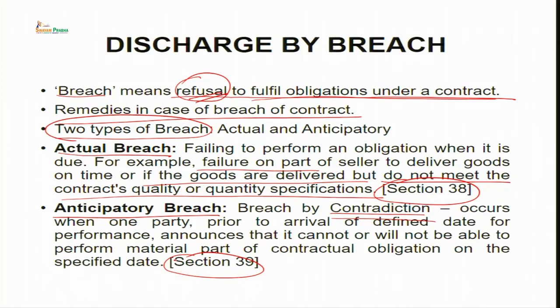concept of anticipatory breach, again, is not expressly mentioned under the Indian Contract Act, but it has been incorporated under section 39 of the Indian Contract Act, and it basically says that when one party, prior to arrival of the defined date for performance, announces that it cannot or will not be able to perform a material part of the contractual obligation on the specified date. Thereafter, what happens? The two options, I have already told you about those two options.